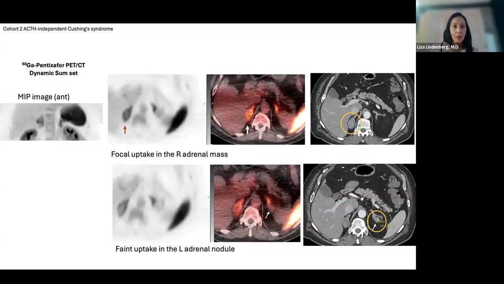This is an interesting patient who had hypercortisolism, and you can see focal uptake in the right adrenal mass, and there was also a left adrenal nodule, but there was no uptake there. When this patient went to surgery, it did confirm that there was macronodular adrenocortical disease on the right.